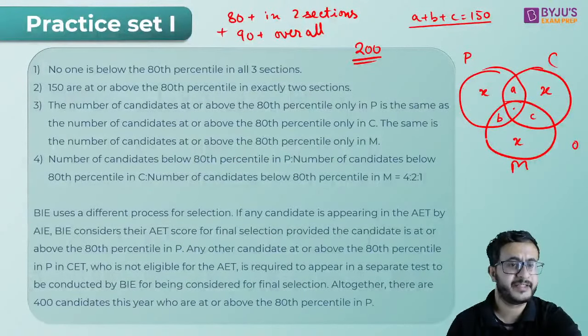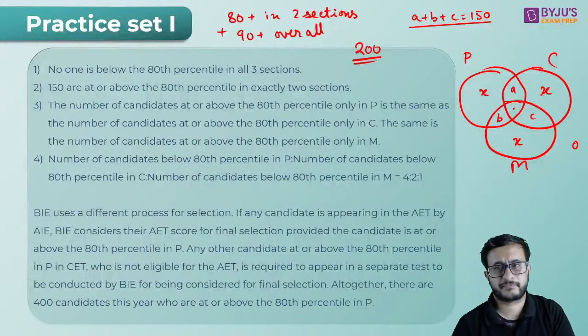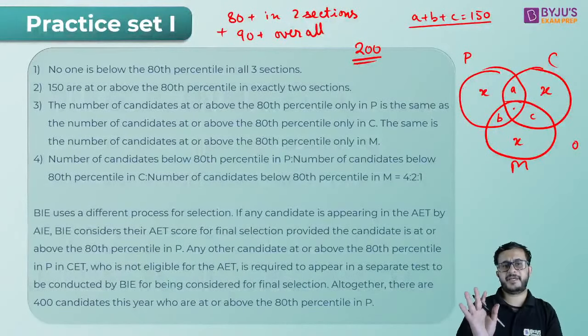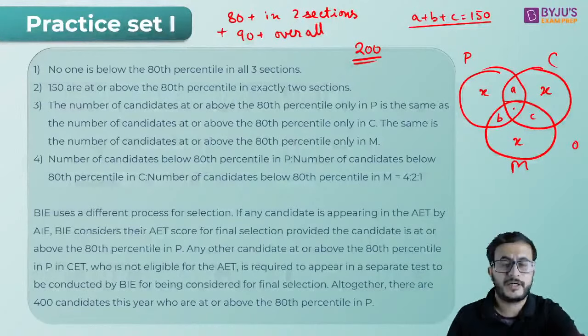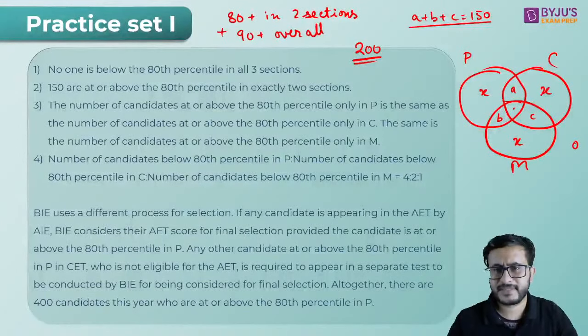Now who will be the candidates below 80th percentile in P? Can someone tell me what would be the equation of the people below 80th percentile in P? By looking at the Venn diagram, can you tell the region in which the number of people would be below 80 percentile in P?